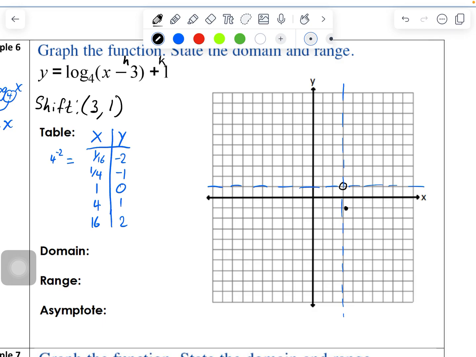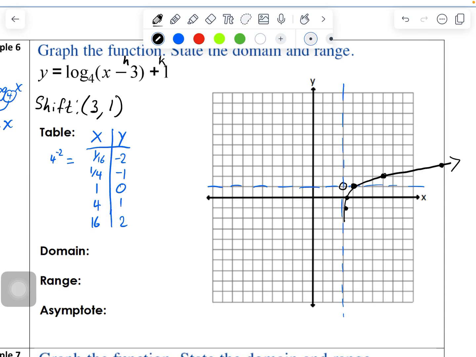And then slightly to the right, 1/4, down 1, so like right there. And then we got 1, 0, because I'm counting from this new shift point. And then 4, 1, 1, 2, 3, 4, up 1. And 16, 2 would go way off to the right, so we just know that it has to go somewhere over there. So connect your points.